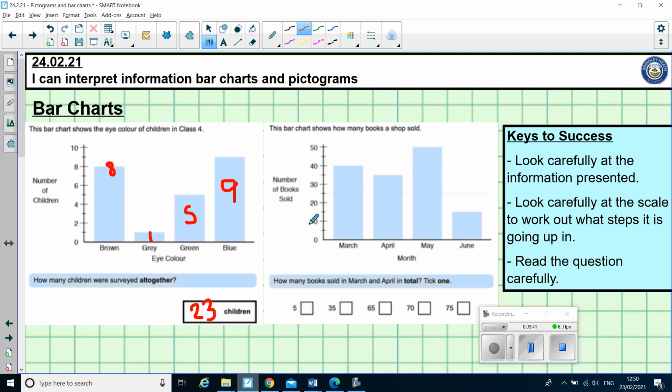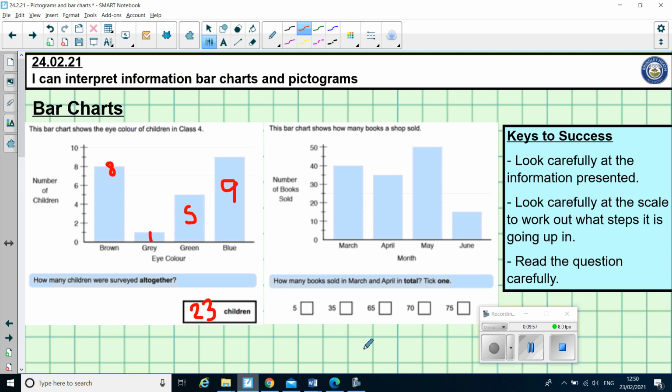Okay, next question I'd like you to have a go at independently. So pause the video now and then we'll go through the answer together. Okay, let's see how you got on.